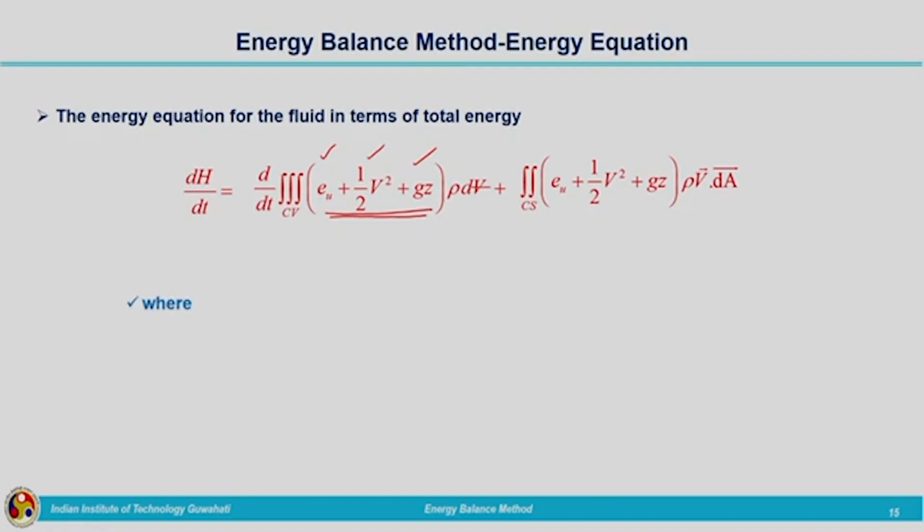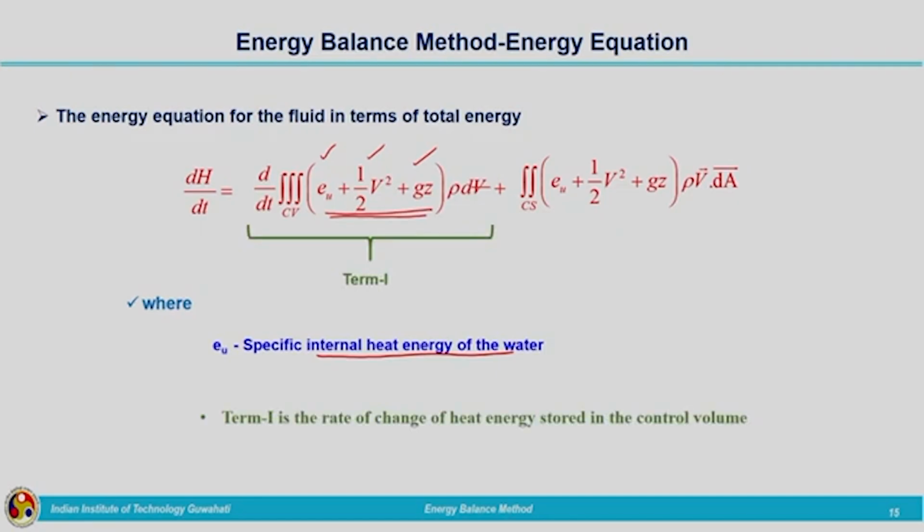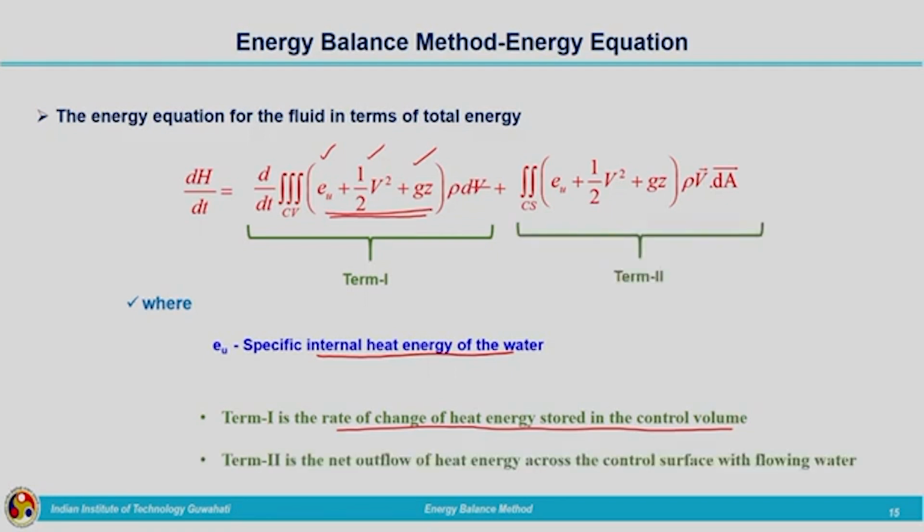Here, EU is the specific internal heat energy of water. We can name the two terms as term 1 and term 2. Term 1 is the rate of change of heat energy stored in the control volume, that is, the time rate of change of heat energy stored within the control volume. Term 2 represents the net outflow of heat energy across the control surface with flowing water. These are the two terms. As we did in the case of the continuity equation, we can deal with these two terms separately.